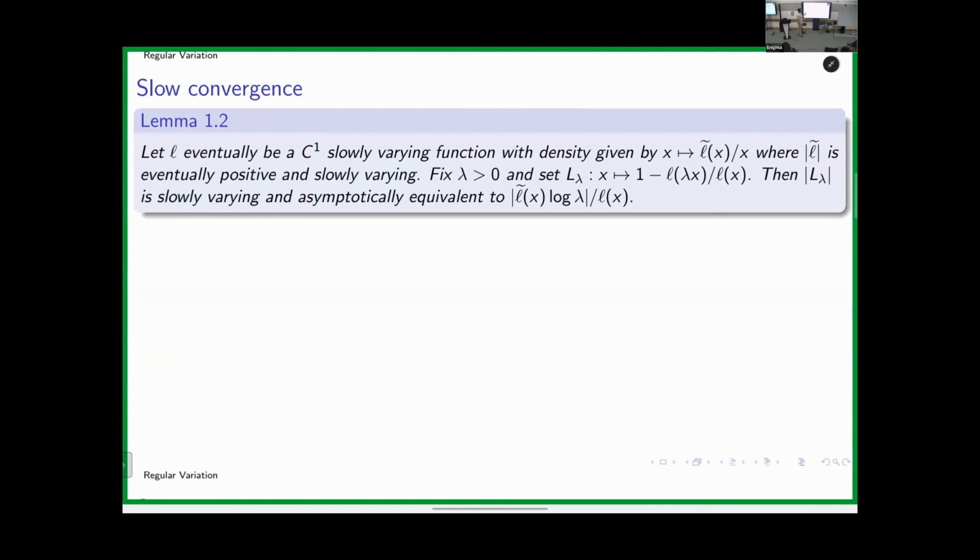The actual restriction is that I will assume that the derivative, which must look like this, is eventually positive. Sorry, it eventually has a single sign, so it's not changing signs. That means that curly L, or something related to curly L, is eventually monotone. Reasonable. So we can do an example. Let's check what this looks like. What is the density of the function? Derivative. Slowly varying function with density, derivative. Yes, derivative. Maybe I should have written something like that.